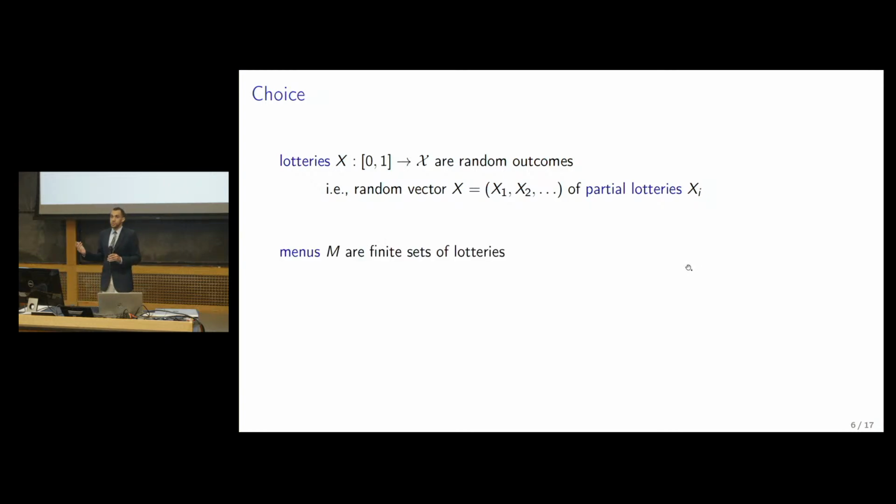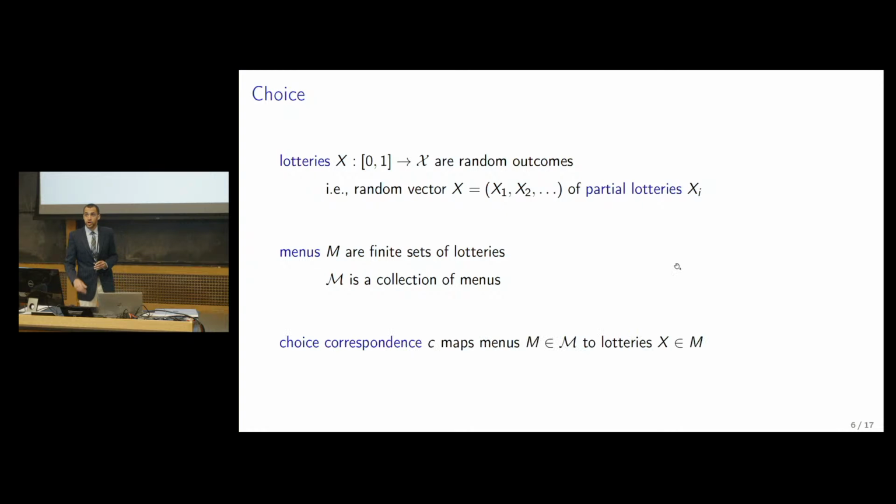I also need to introduce the idea of a menu, right? So this is defining the set of feasible lotteries that the decision maker could choose from, right? So this is the decision problem that they are presented with. And script M is a collection of menus, or like the universe of decision problems that the decision maker could be presented with. Finally, we describe the decision maker's choices using a choice correspondence C. This is going to be mapping menus in the collection of menus to lotteries within that menu.